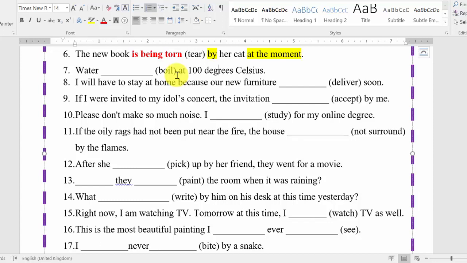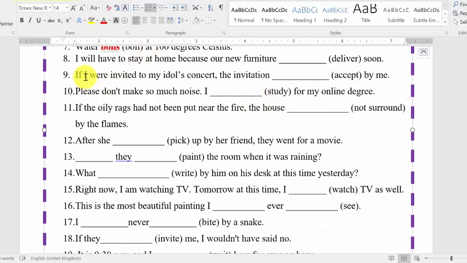Right? You just put the pot on the gas stove. That's what you did. What you can do is not to boil the water, or to make the bubbles come up from the water. That cannot be done by a person. That must be done by the water itself. So it should be active voice. So water boils at 100 degrees Celsius. Simple present tense, active voice.